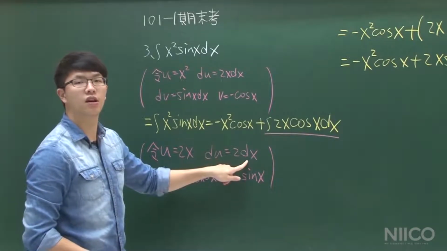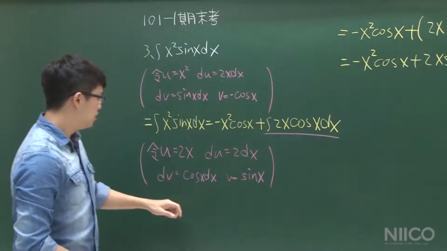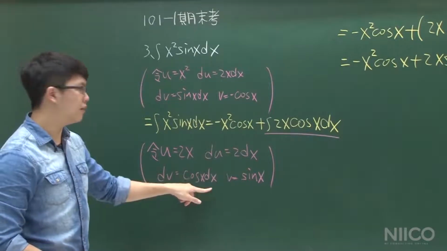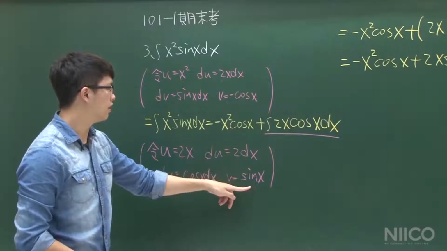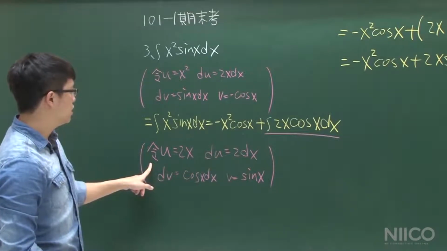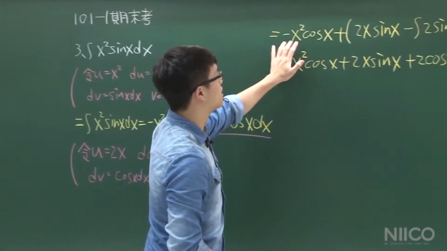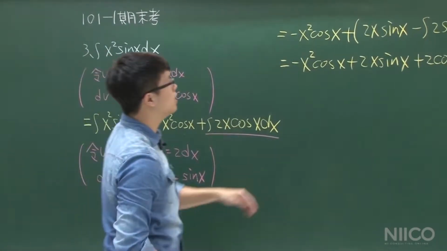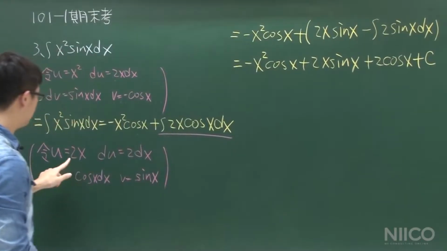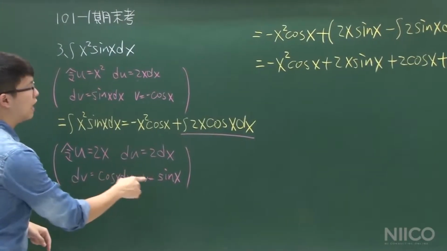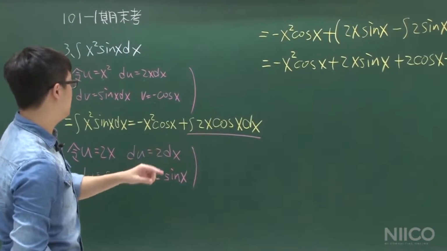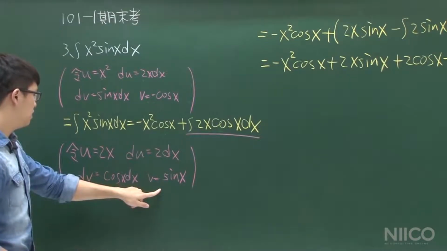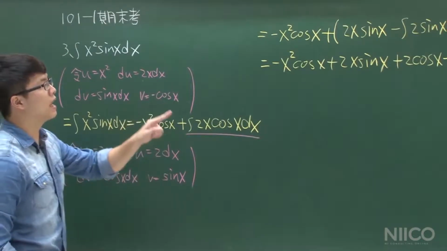We can of course take this 2 outside of the integral, but here I chose to pick 2x as our new u, and so du equals 2 times dx. The remaining part, cosine x times dx, is our dv, so v equals sine x. Anyways, our original integral can be written as negative x squared times cosine x plus 2 times x times sine x minus 2 times the integral of sine x dx.